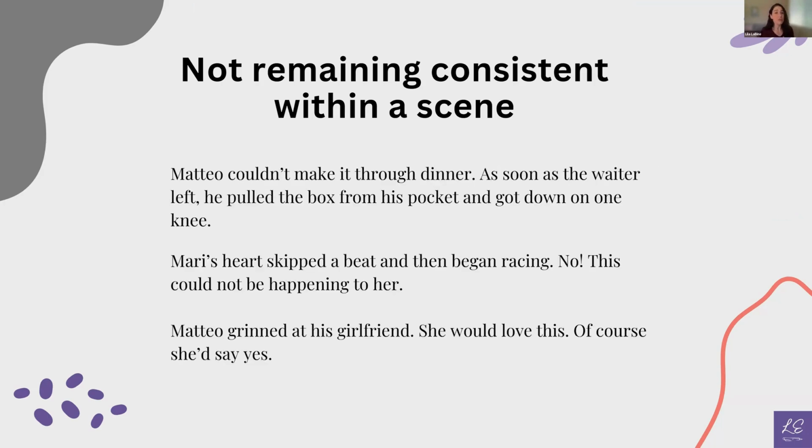So here's an example of not remaining consistent. Mateo couldn't make it through dinner. As soon as the waiter left, he pulled the box from his pocket and got down on one knee. Mari's heart skipped a beat and then began racing. No, this could not be happening to her. Mateo grinned at his girlfriend. She would love this. Of course she'd say yes. So you can see we're hopping from Mateo to Mari to Mateo, and really we should just be getting one of their perspective.